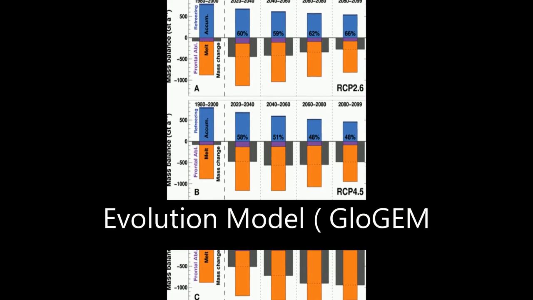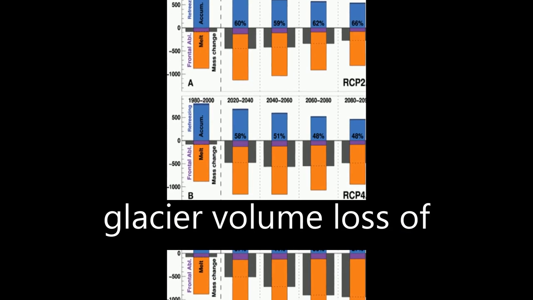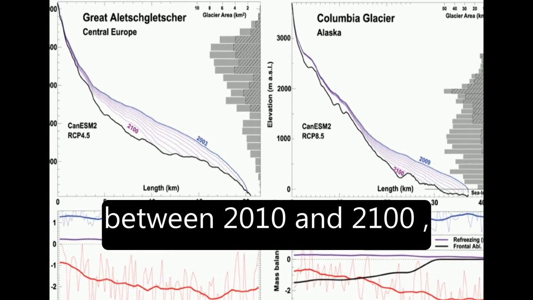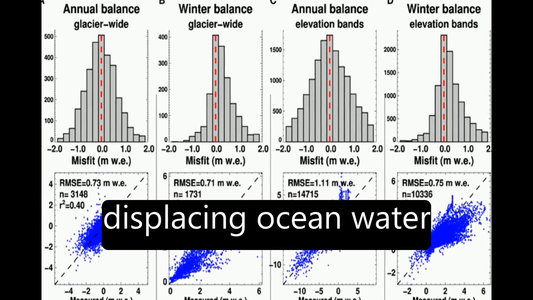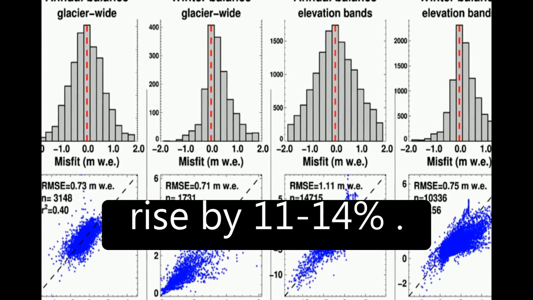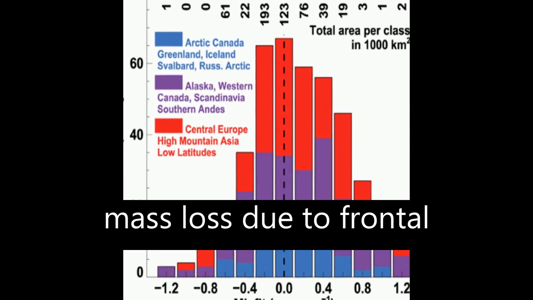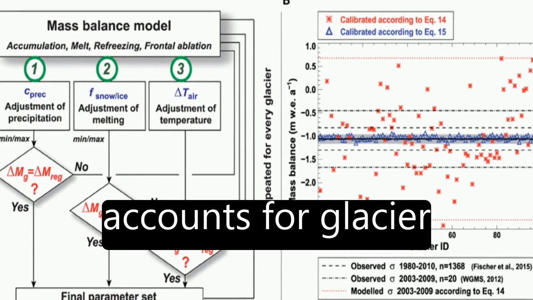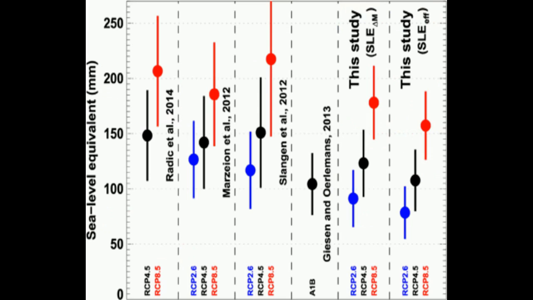The Global Glacier Evolution Model, GloGEM, predicts a global glacier volume loss of 25 to 48% between 2010 and 2100, with ice located below sea level presently displacing ocean water, reducing glacier contribution to sea level rise by 11 to 14%. The model accounts for mass loss due to frontal ablation at marine terminating glacier fronts and accounts for glacier advance/retreat and surface elevation changes.